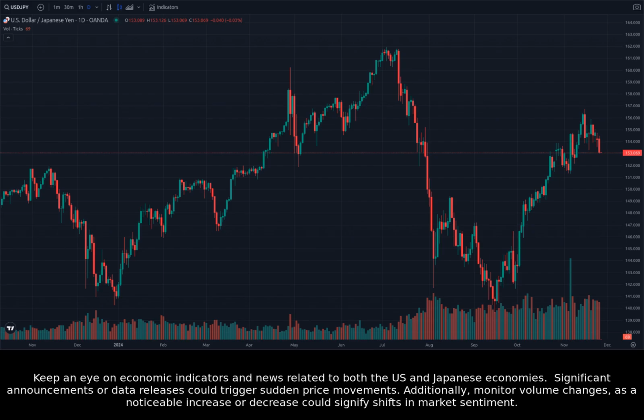Keep an eye on economic indicators and news related to both the US and Japanese economies. Significant announcements or data releases could trigger sudden price movements. Additionally, monitor volume changes, as a noticeable increase or decrease could signify shifts in market sentiment.